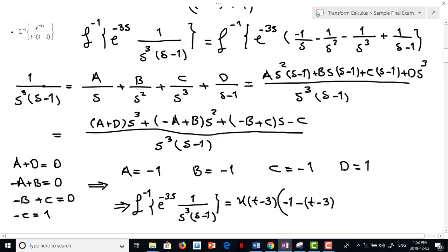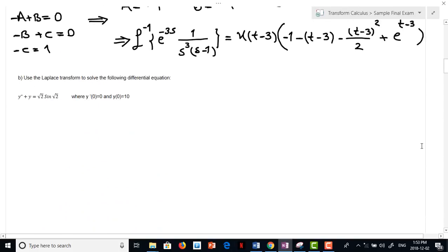Laplace inverse of 1 over s cubed is 1/2 t squared, so as a result it's minus (t minus 3) to the power of 2 over 2. And Laplace inverse of 1 over s minus 1 is e to the power of t. So as a result, it's plus e to the power of (t minus 3). So we could find the Laplace inverse of the given function. We are done with part A of question number 1.